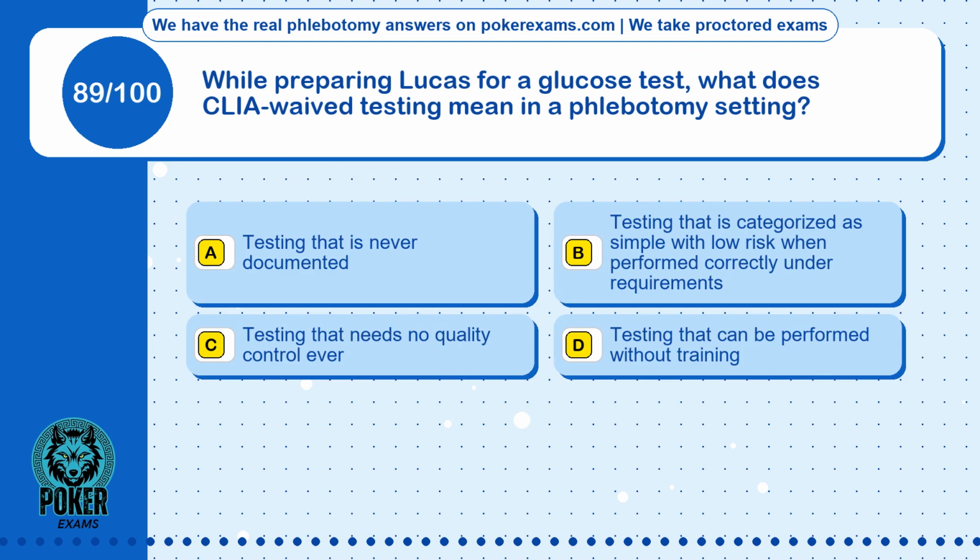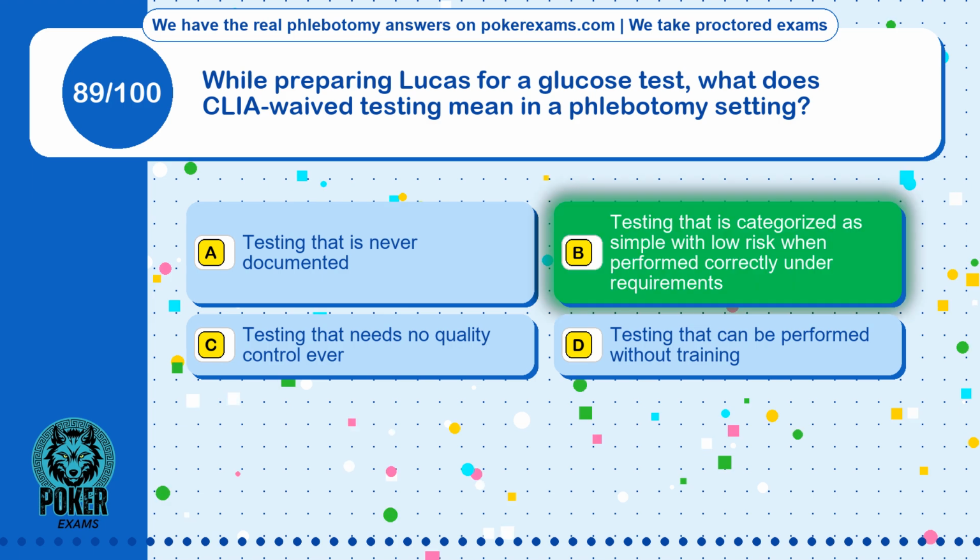Question 89. While preparing Lucas for a glucose test, what does CLIA waived testing mean in a phlebotomy setting? Option A, testing that is never documented. Option B, testing that is categorized as simple with low risk when performed correctly under requirements. Option C, testing that needs no quality control ever. Option D, testing that can be performed without training.